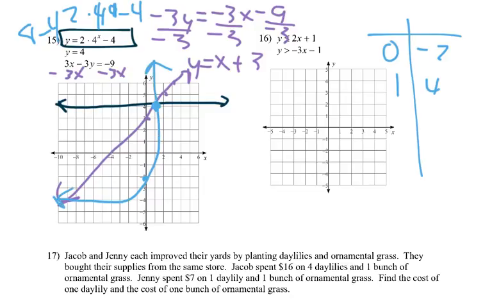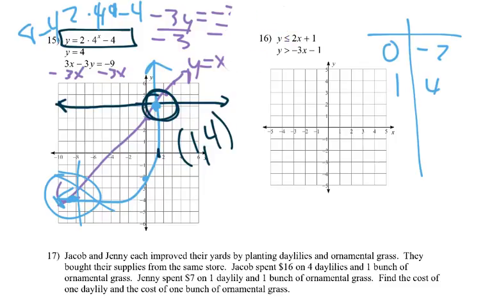So this intersects right here, but not all 3 intersect there, so that's not part of our solution. However, right here, we have all 3 of them intersecting at that point (1, 4). So my solution would be (1, 4).